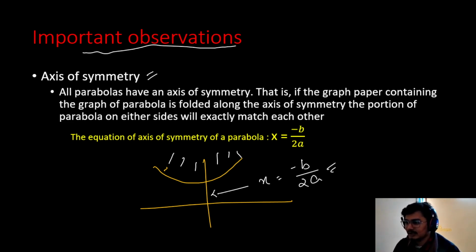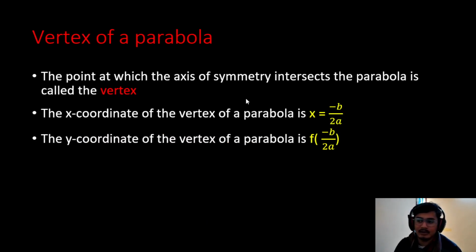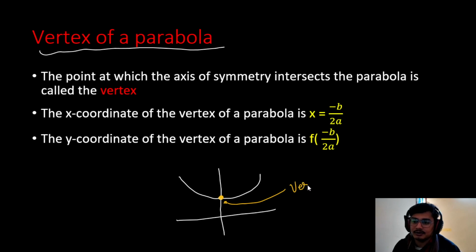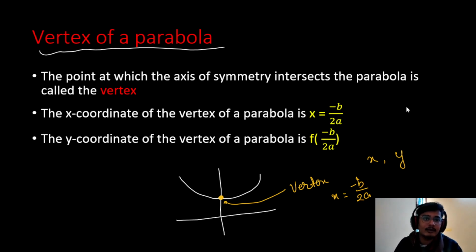The next observation is the vertex of a parabola. The point at which the axis of symmetry intersects the parabola is known as the vertex. So again we take the parabola, and this point where the axis of symmetry intersects the parabola is known as the vertex. As it is a point, it has two coordinates, one x coordinate and another y coordinate. We can give the x coordinate by -b/2a.